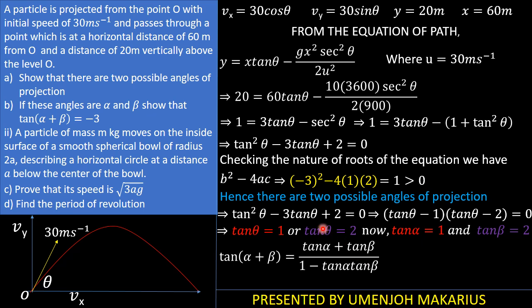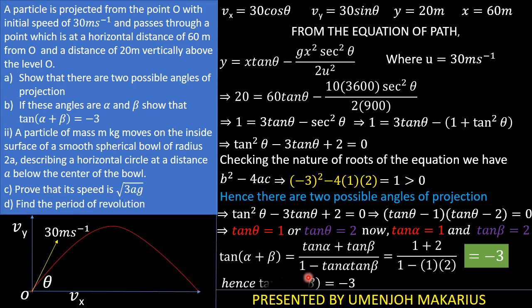If we plug in everything, we have tan alpha as 1 and tan beta as 2. We are going to have 1 plus 2, all over 1 minus 1 times 2. The denominator gives us 1 minus 2, which is -1. The numerator gives us 3. So we have -3 as our answer. Hence tangent of alpha plus beta is equal to -3. That is great, as required. That's what the question required us to do.